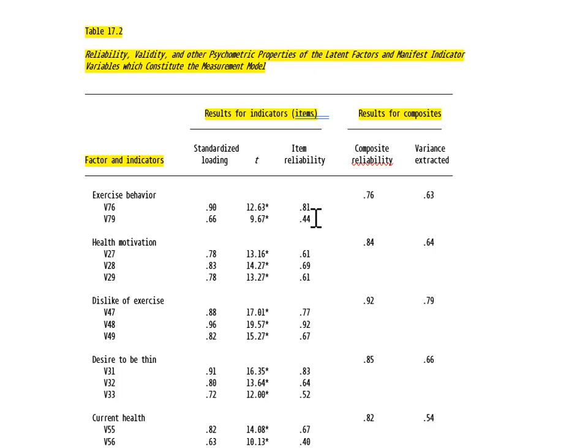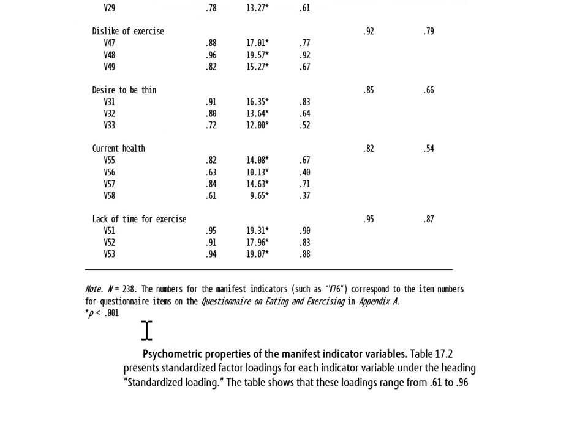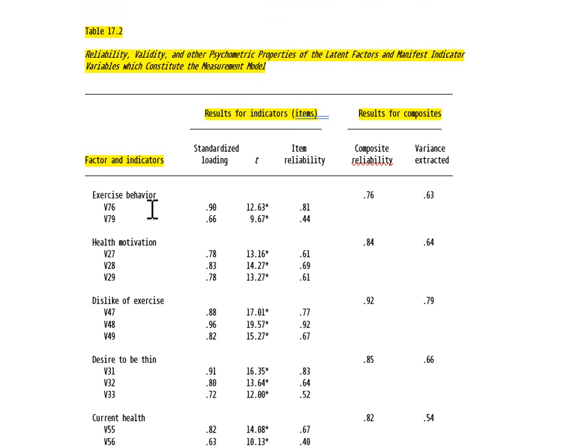These two items would show convergent validity if both of them are statistically significant, if their standardized factor loadings are significantly different from zero. Well, this standardized factor loading for V76 is 0.90. That's pretty far away from zero. Is it far enough away to be statistically significant? We look under the heading T. We see the T statistic is 12.63. There's an asterisk there. What does the asterisk mean? Asterisk means that it's significant. P is less than 0.001. So yeah, V76, its factor loading of 0.90 is significantly different from zero.